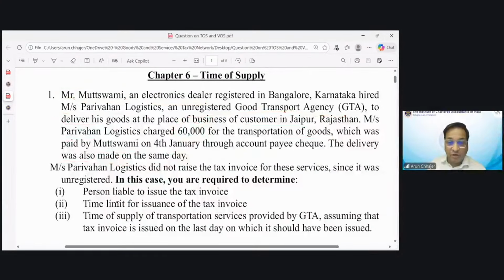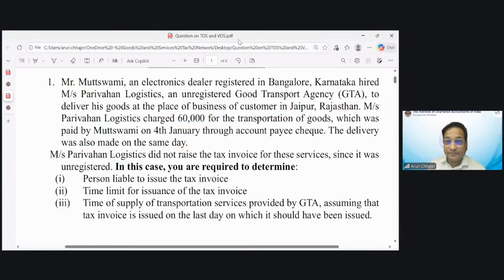Parivahan Logistics did not raise the tax invoice for these services since it was unregistered. In this case, you are required to determine who is liable to pay the tax. Quickly tell me the answer. Person liable to issue the tax invoice.